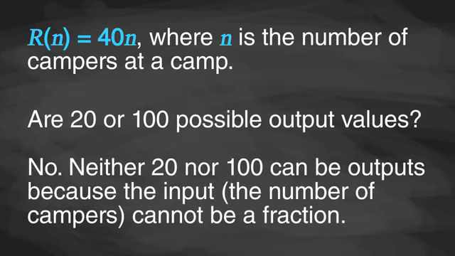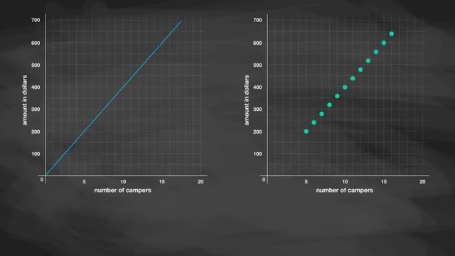No, neither 20 nor 100 can be outputs because the input, the number of campers, cannot be a fraction. Here are 2 graphs that relate the number of campers and camp revenue in dollars. Which graph could represent function r? Explain why the other one could not represent the function.